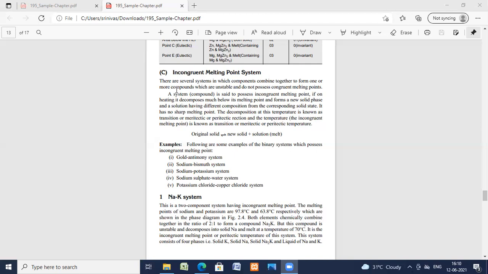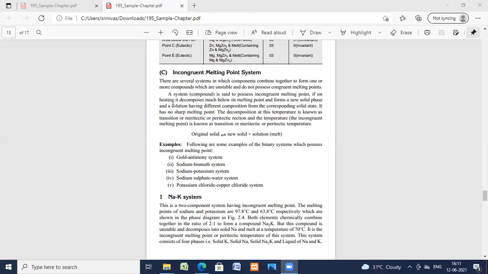Incongruent melting point system is where two components mix and form an intermetallic compound, which is unstable. It doesn't possess a congruent melting point. It is unstable. It possesses an incongruent melting point system. It gets decomposed before reaching its liquid state. Before melting itself, it gets decomposed.